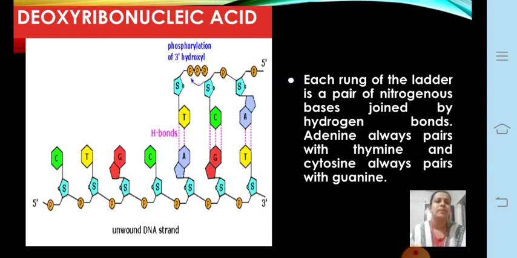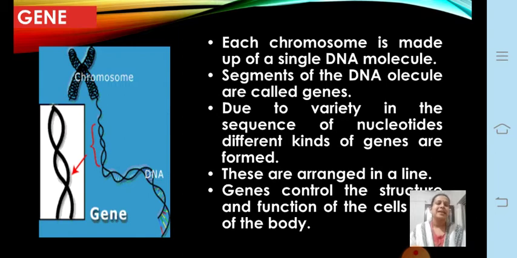Now let us talk about what is meant by a gene. Now you have learned about a chromosome. Chromosome is made up of DNA. And DNA, as I have told you, is a long strand, because the full chromosome is made up of DNA and some protein molecules. So when you unwind this chromosome, you will get the DNA strand. And on this DNA, there are small segments. Each of these segments is called a gene.